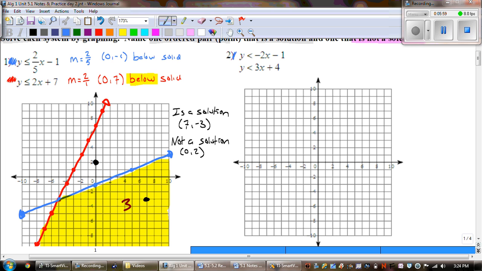Okay, so once again, I'm going to do my first one in blue. We need to know our slope, which is negative 2 over 1. Our y-intercept is 0, negative 1. Are we going to have open points or closed points? Yeah, these are going to be open, which means we're going to have a dashed line. And we're going to shade below because it's less than.